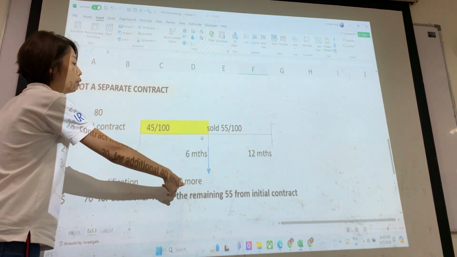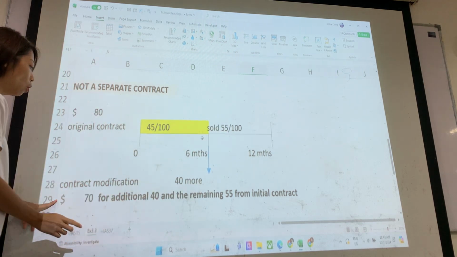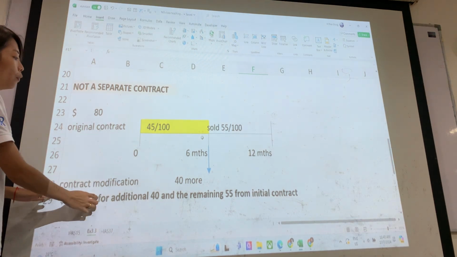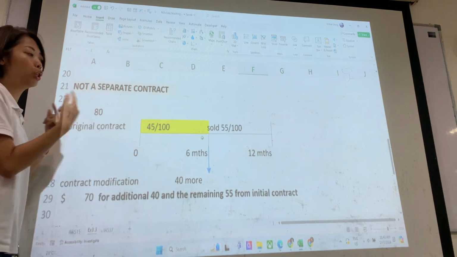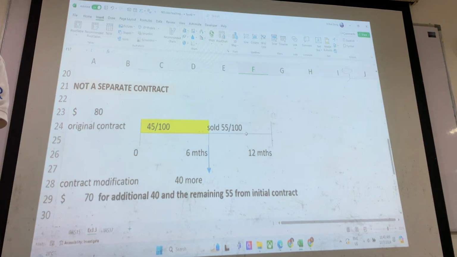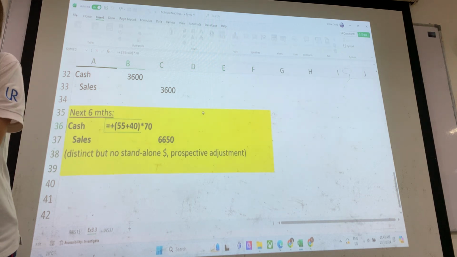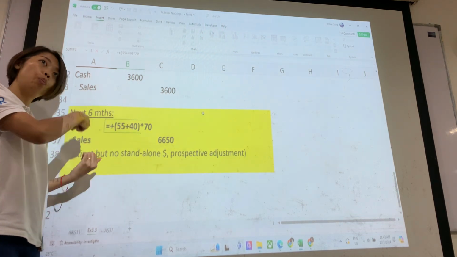We want 40 more, and the 55 that are undelivered, right, with the 40 more, all will be at $70. This is the difference. So $70 for the additional 40, and also the remaining 55 from the original or the initial contract. However, how are we going to do our accounting treatment is like this. The new one replaces the old one. The meaning is the new price is $70, which will replace the old price.